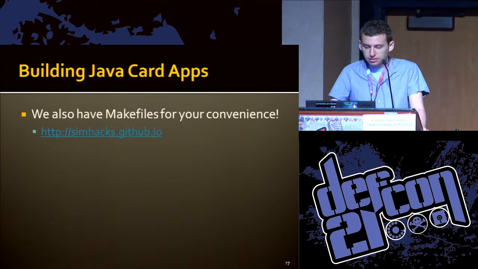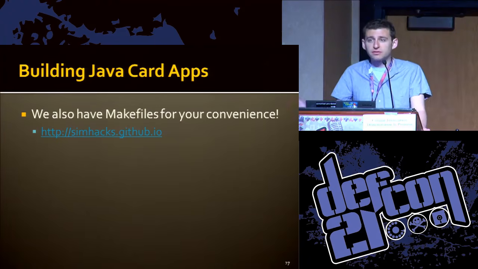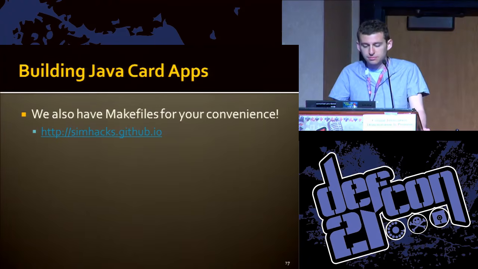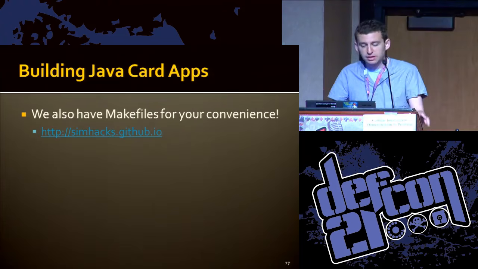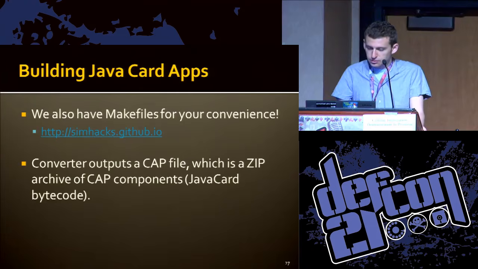At the end of that, it creates a CAP file, which is similar to a jar file. It's a zip file of bytecode. And we've created makefiles and other scripts to make this all much easier, so you don't have to remember any of these commands. You can just type make and it'll go.